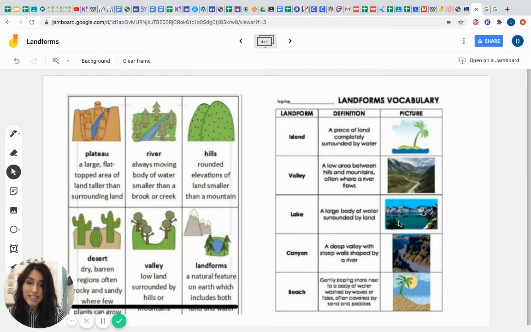We all know what a lake is. It's definitely a large body of water surrounded by the land. A canyon is a deep valley with steep walls shaped by a river. And a beach. Don't we love beaches? Well, beaches are gently sloping shores next to a body of water washed by waves and covered by sand and pebbles. Great.